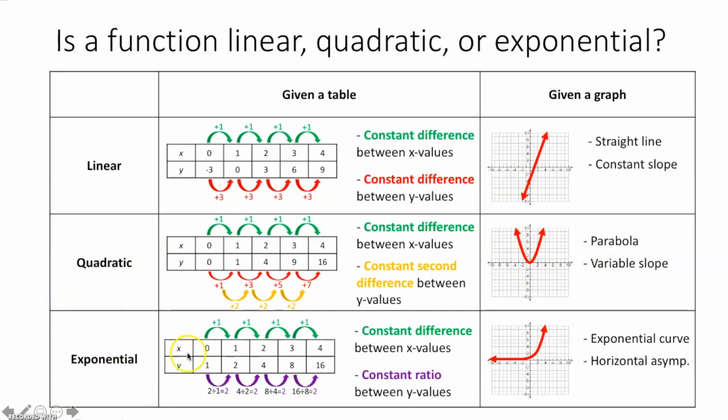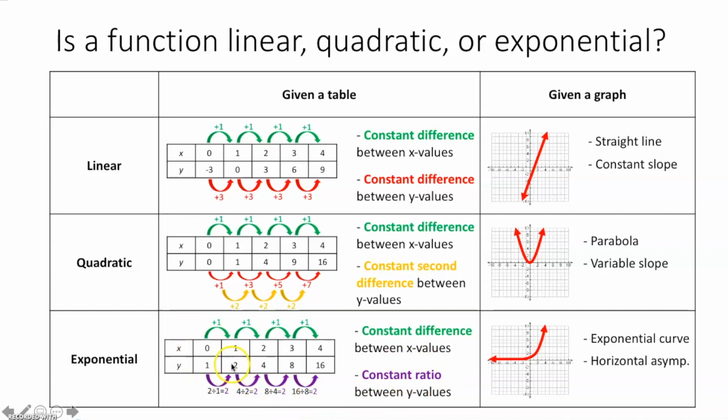Now let's talk about exponential functions. So given a t-table like this, if you have a constant difference between the x values, and you check, you don't have a constant difference between the y values. Here, no we don't. And you also don't have a constant second difference between the y values. No, we don't. Check to see if there's a constant ratio between the y values.